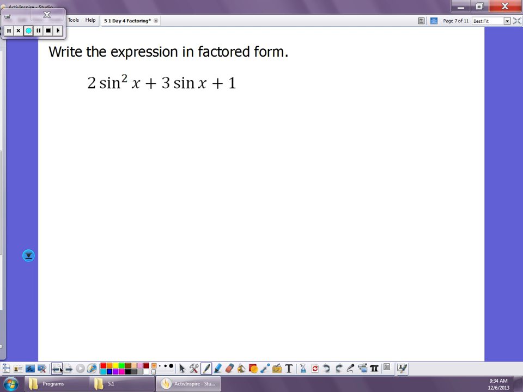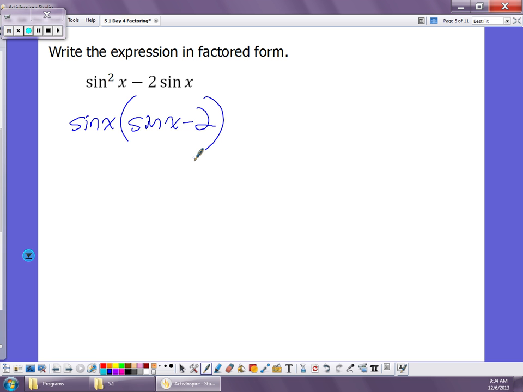All right. So, looking at this problem, how could we write this in factored form? What do both parts of this equation have? Sine x. So just like we factored out the s, we can factor out sine x. And what would you be left with? Very good. Any questions on that?